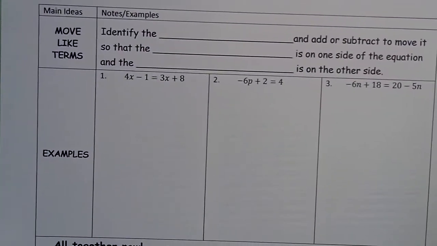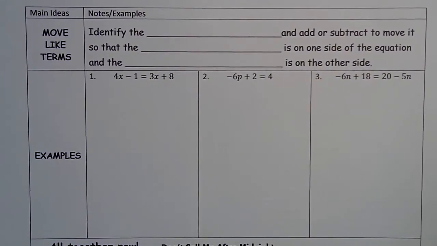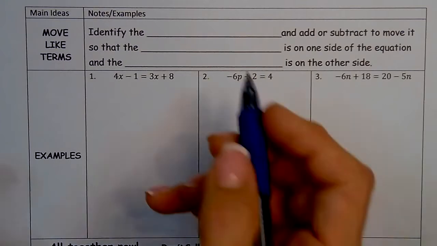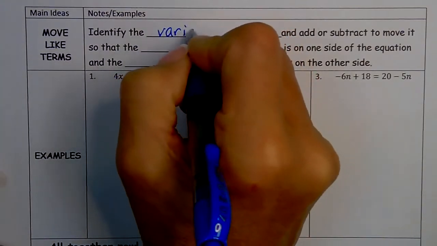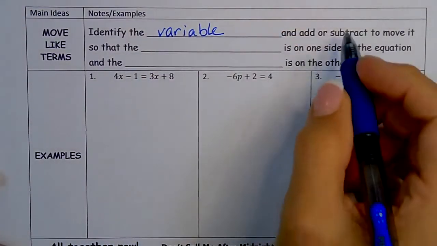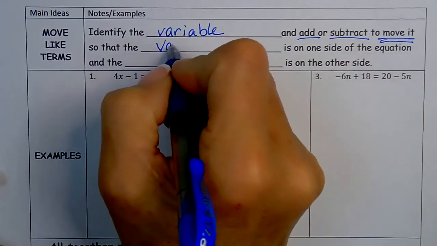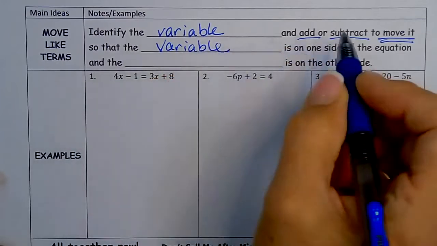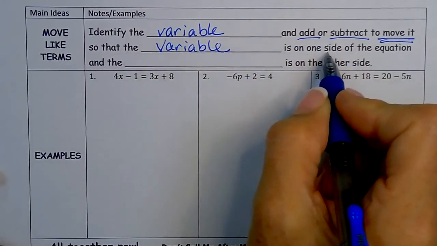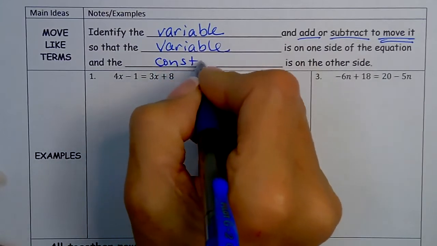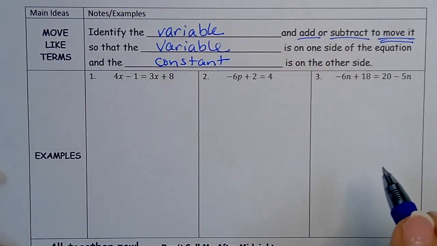So to move like terms, the first thing you have to do is identify the variable and add or subtract to move it so that the variable is only on one side of the equation and the constant is on the other side. So identify the variable and add or subtract to move it so that the variable is on one side of the equation and the constant is on the other side.